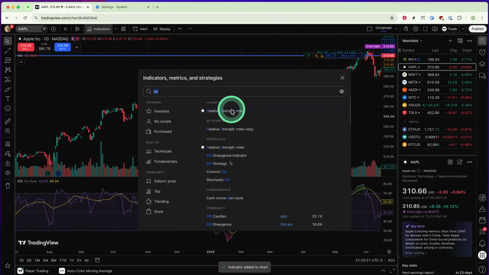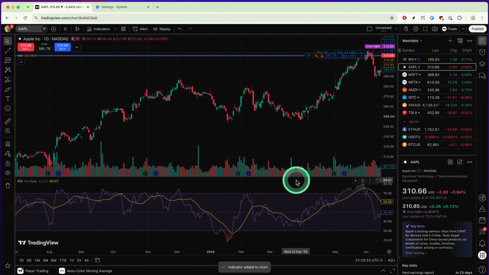As soon as you do, the RSI indicator will be added to your chart, appearing as a separate panel below the price chart. This panel displays the RSI line, which oscillates between two horizontal boundaries, typically marked at 70 and 30. These boundaries are crucial for understanding what the RSI is telling you, as we'll cover next.